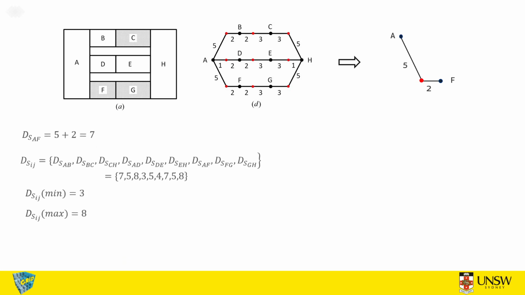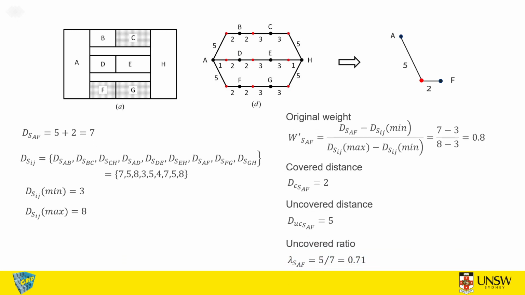For example, between the space A and F, the slide shows how the original weight, covered and uncovered distance, top coverage ratio, as well as the modified weights are computed.